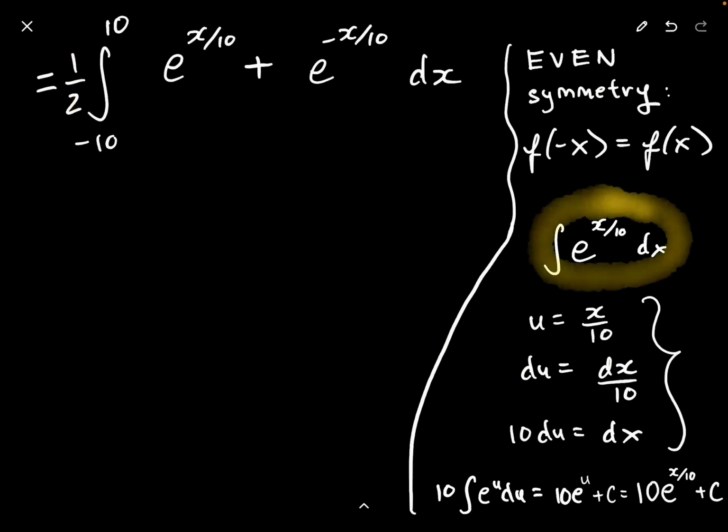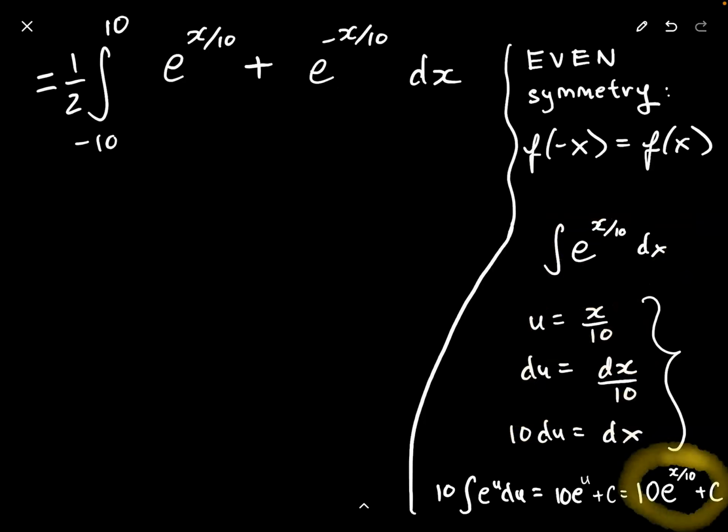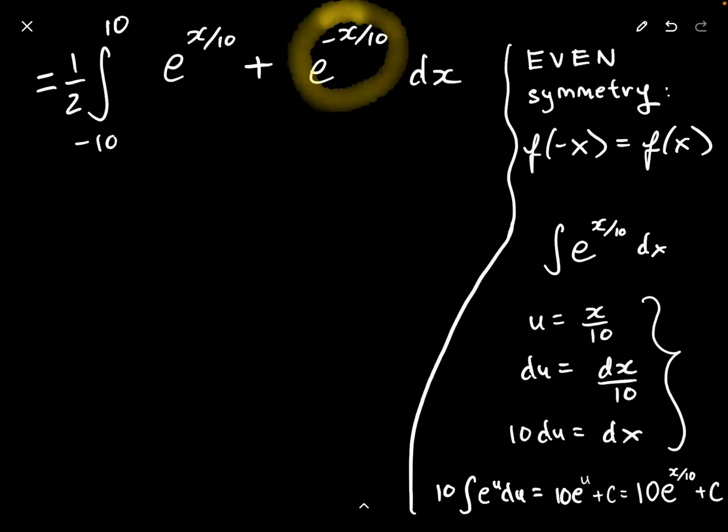For the integral of e to the x over 10, we can use the substitution u is x over 10. Then du will be dx over 10. So we can replace dx with 10 du. So the integral will become 10 e to the x over 10 plus c. For the other term, it's very similar. We can multiply by minus 10 for the integral.